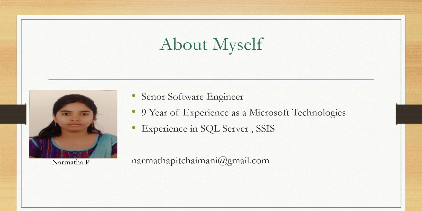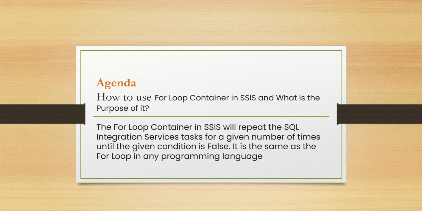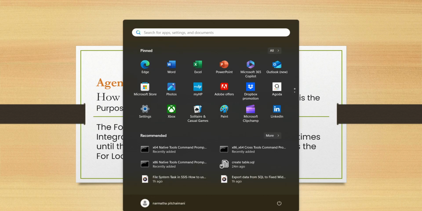In this tutorial, we are going to see how you can use a for loop container in SSIS. What is the purpose of it? For loop container in SSIS is basically used to repeat the SQL Server task for a given number of times until the given condition is false. It is the same as the for loop in any other programming language. If you use Java or C, it is the same logic. Let's start and see how we can perform this activity.